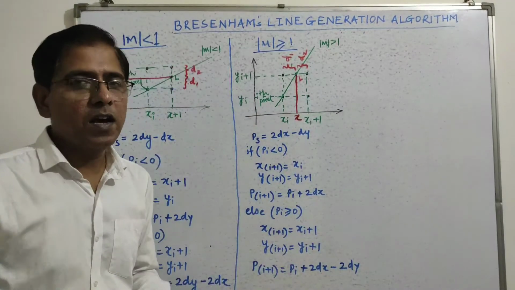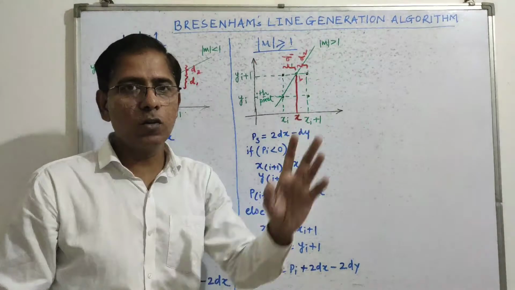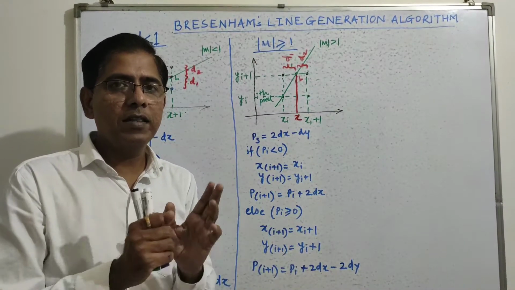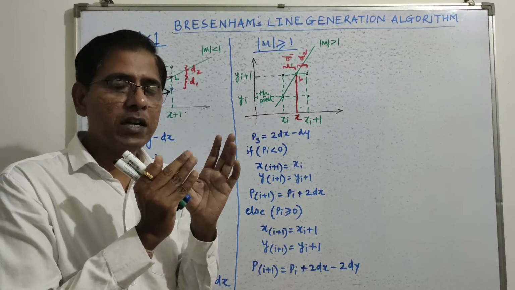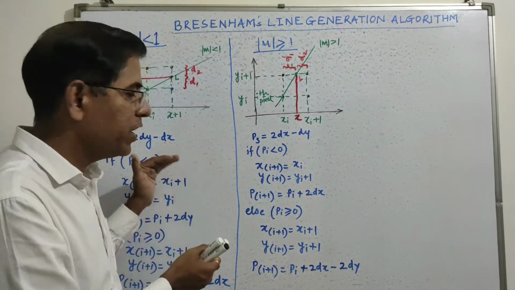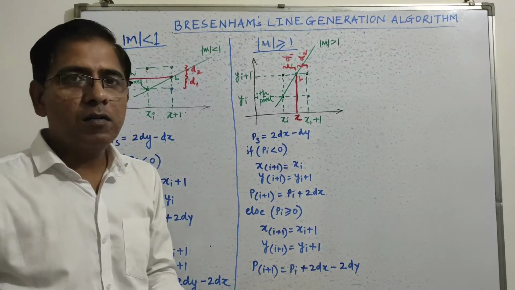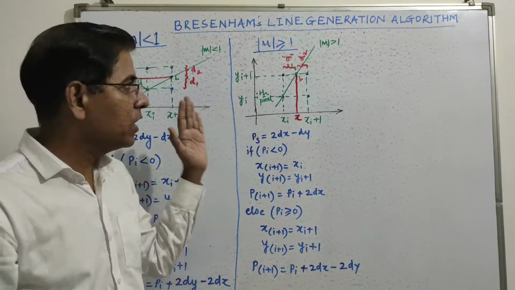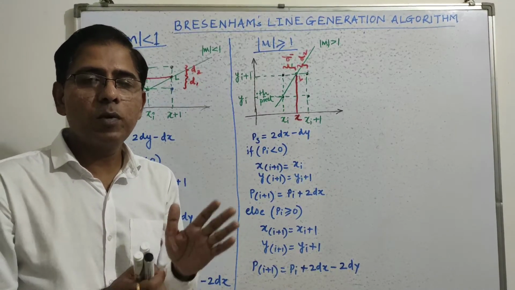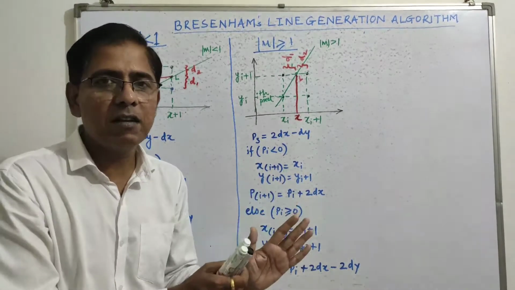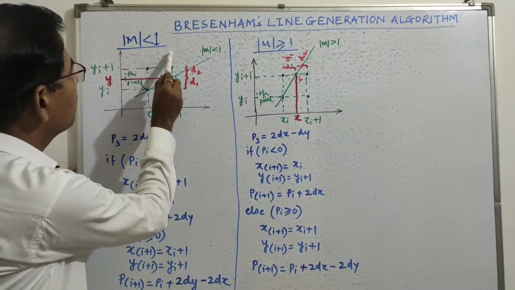Hello students. In the last lecture, we have seen Bresenham's line generation algorithm for slope less than 1, and there we have derived the decision parameters for various conditions. Today, in this video, we'll compare the decision parameters for slope less than 1 and for slope greater than 1. In the last lecture we derived them for slope less than 1.